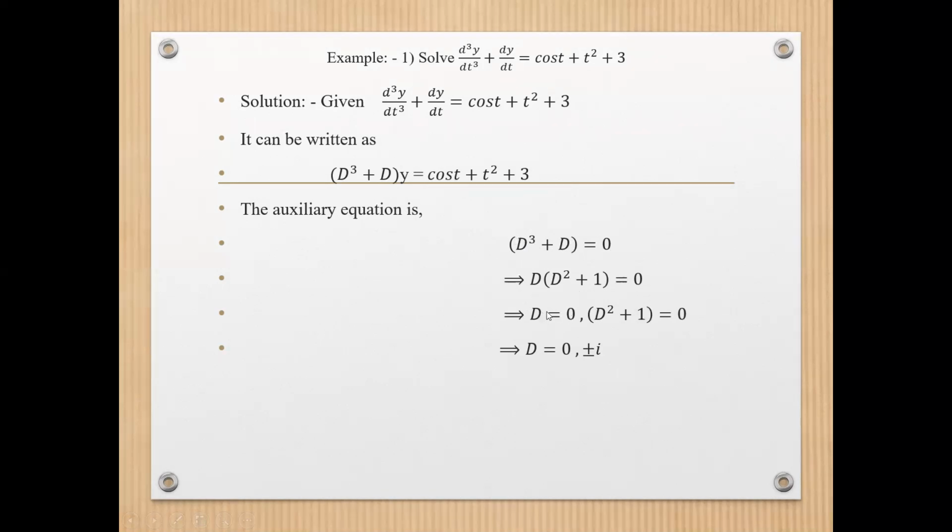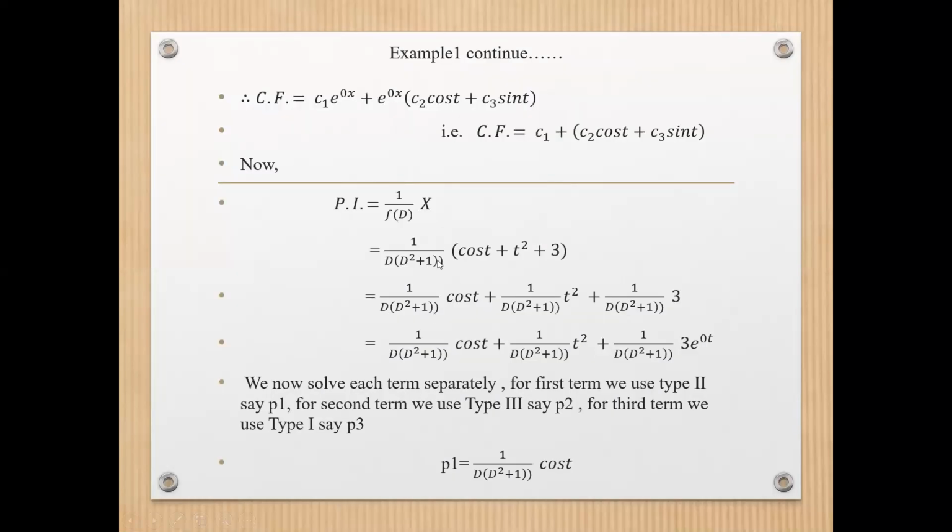From this equation, we get D = 0. From this equation, if we solve, we get D = ±i. So one root is real and the other roots are imaginary. Corresponding to these roots, the complementary function can be written as c1 e^(0x) + e^(0x)(c2 cos t + c3 sin t).